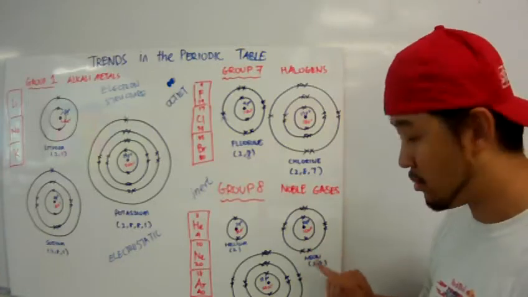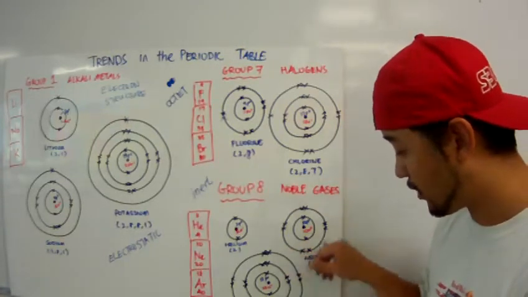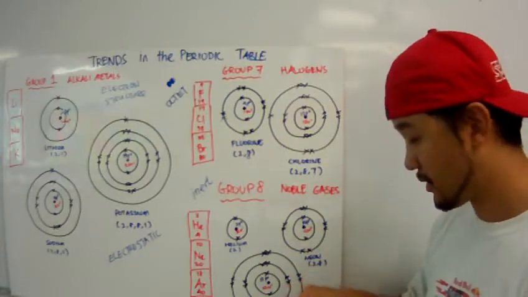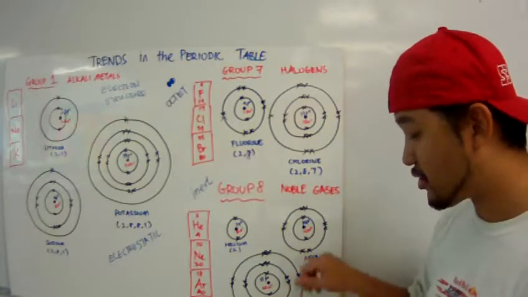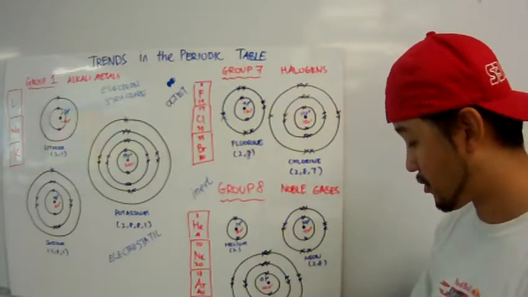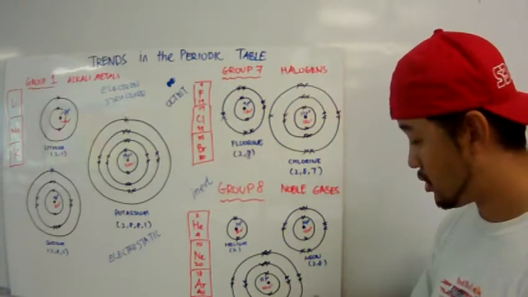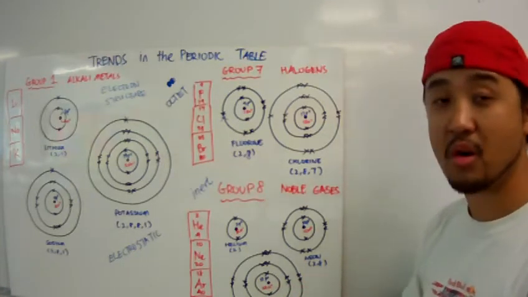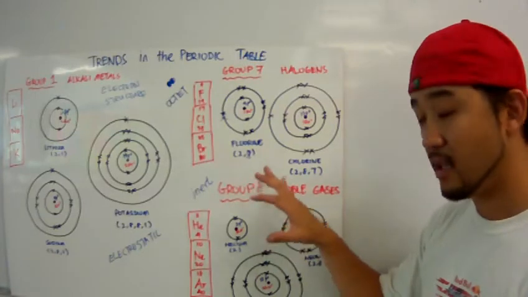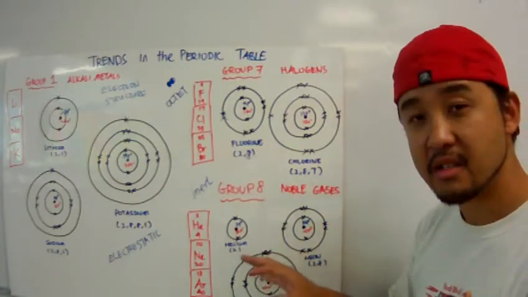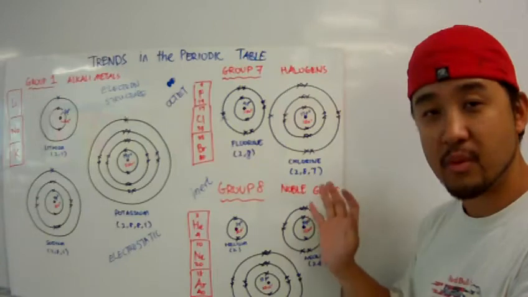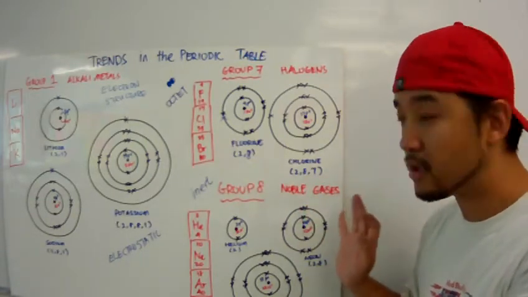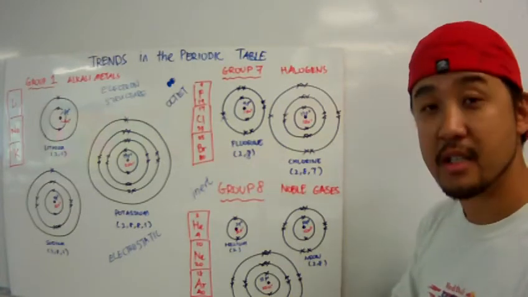The next noble gas is neon. Now it can hold 8 electrons in its second shell. Argon has 3 shells, and it will also have full shells: 2 on the first shell, 8 on the second shell, and 8 more on the final shell. In general, noble gases don't really react with anything else. Alright? So that's all we have to talk about today on the trends in the periodic table.